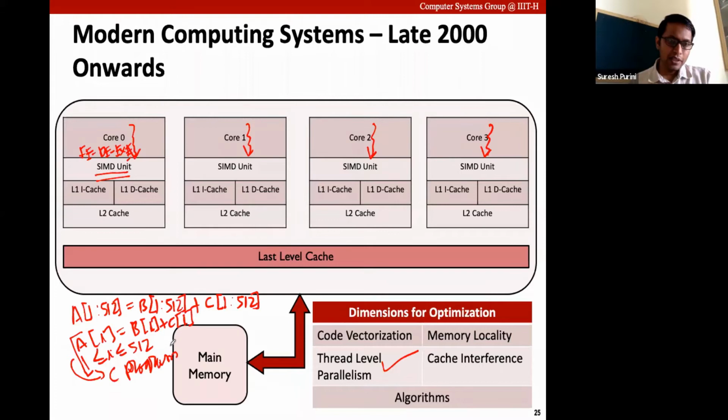So if you write like this in your C program, you cannot automatically use the SIMD unit. Your compiler has to understand that you are adding two vectors B and C and storing it in another vector A. It has to figure this information out through program analysis. So this becomes an issue, code vectorization. Either you do the code vectorization manually, or you rely on the compiler to do it.